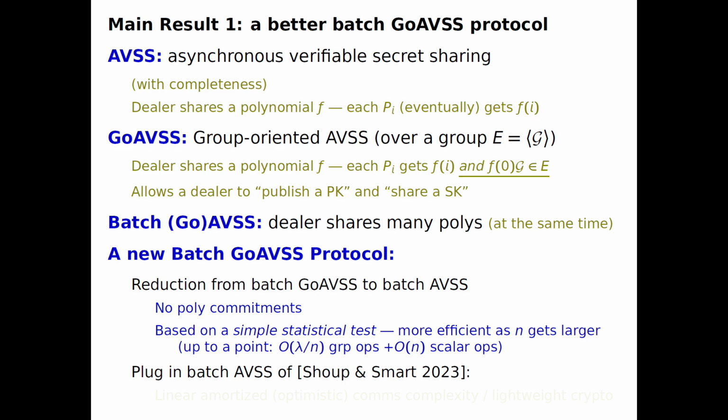After this reduction, you can plug in any VSS protocol you want, and you probably would want to plug in this one, this work I did with Nigel Smart last year, which gives us a VSS protocol that works just with scalars, and it achieves this amortized and optimistic communication complexity, and it only uses lightweight crypto. All you need is a hash function. That's it. No pairings, elliptic curves, nothing, except for authenticated and private channels.